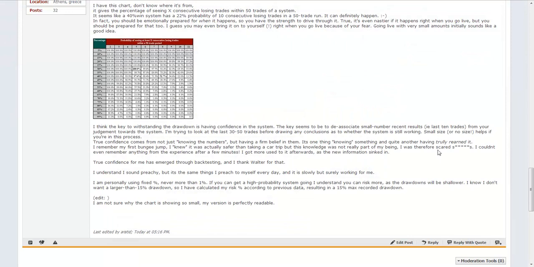And what does that have to do with this? It has everything to do with this. What Aristides is saying is that the key seems to be to deassociate small number recent results, in other words, your last 10 trades. And this is where most traders go wrong. Most traders will take the last 10 trades and completely change their trading based on them. Because they had 10 losers in a row, they'll add a new rule to their system. Or they'll say, I won't take trades if the market is in this sort of situation, or I will have a new filter. That's the type of thing that people do all the time, and I think it's really dangerous.